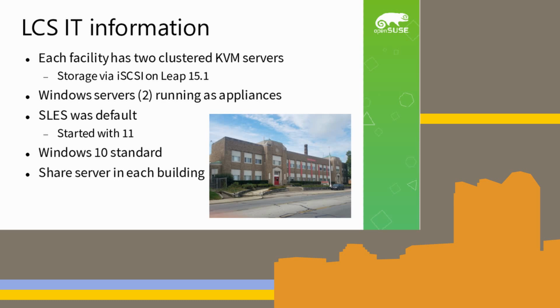SUSE Linux Enterprise Server was the default when I started in 2009. We started with SLES 11 just even before it was GA, so it was really old and kind of ugly, and we moved everything to Leap 15. Windows 10 is our standard Windows, and we have a DC and a share server in each of the 2 facilities. So I have one server that's running all my shares and one that's a DC in each building. However, because we have fiber between them, people have access to shares in both buildings. So if the connection between buildings is down, like it was on Monday morning because of a failed network card, people complain that they can't see their files.